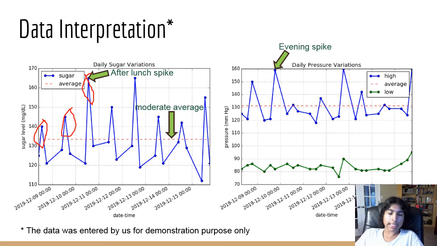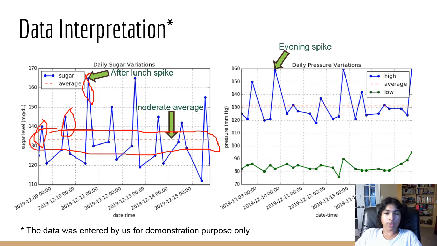So this could be an after lunch spike, and if the doctor sees this, they can control the seniors' diet, when they take their medicine and when they exercise to control it better. And this is opposed to this red dotted average line, which is the A1C, and that's only a moderate average, and doctors would get a lot more and be able to control the diabetes better if they have all the daily trends and fluctuations.